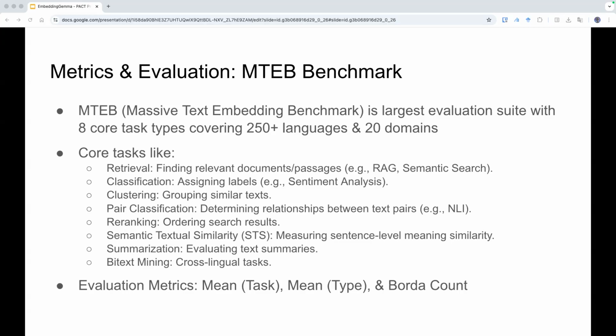Any questions? So yeah, can you explain how you calculate what you were saying, the Borda count? Can you explain that again?